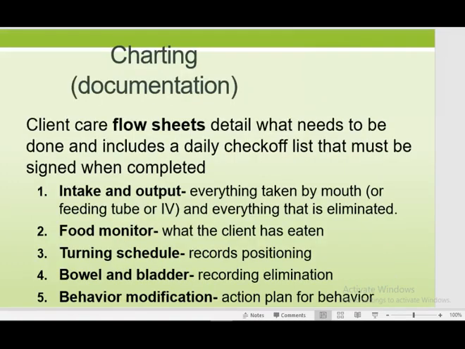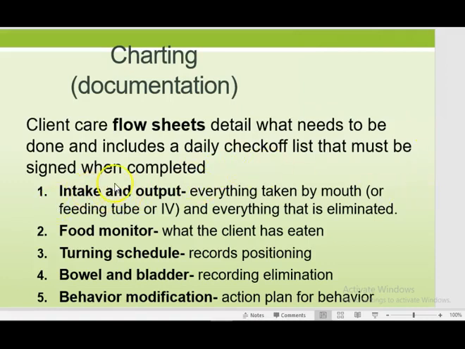Okay, as far as charting goes, we often call it documentation, right? Because it used to be old-fashioned charts, everything was on paper. And so now it's also called documentation, either same thing. And I already showed you the client flow sheets, right? The detail of what needs to be done is on the care plan, but then the checkoff list shows that you actually do something, and somewhere your signature or your code, your password would go into an app so they know it's you. But that has to be done.